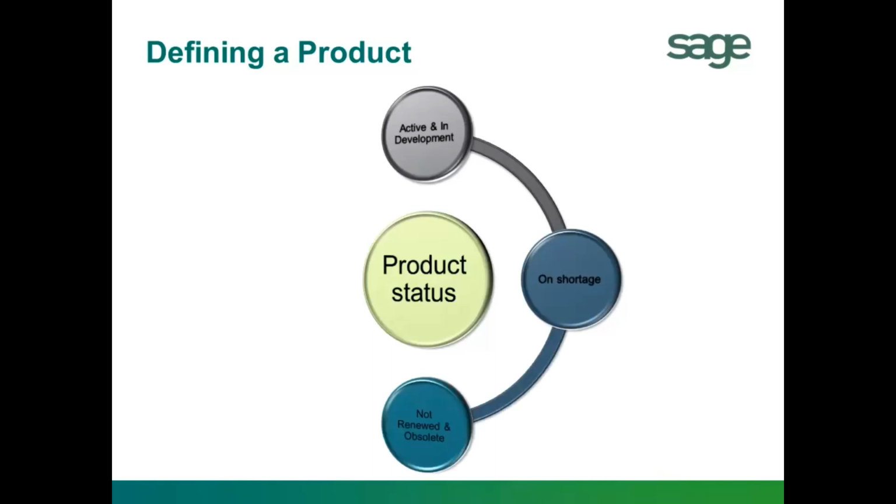If you use not renewed and obsolete, these are typically for information only. The product does not appear in the search window but can be selected using direct entry of the product code as well. If you select not usable, this prevents any selection of the product. The product does not appear in a search window and cannot be manually entered.